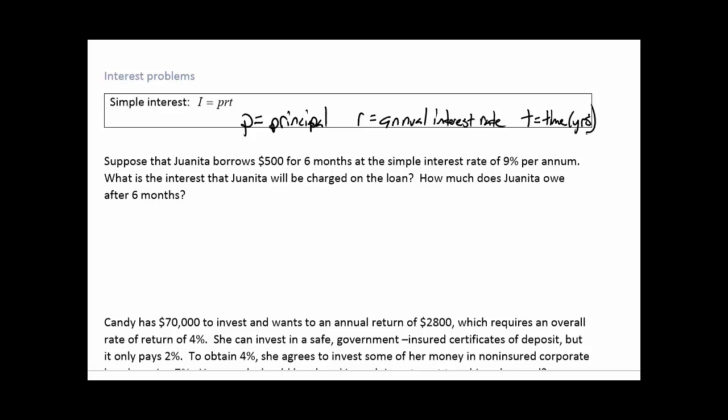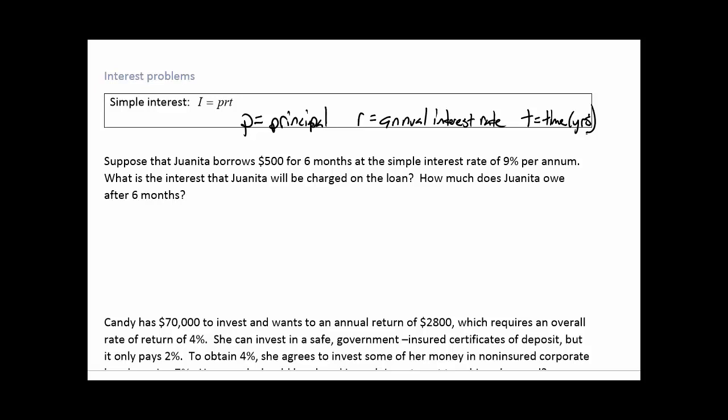Okay. So first question, suppose Juanita borrows $500 for 6 months at simple interest of 9% per annum. Now let's double check any words there. Per annum is a fancy way of saying per year. So annually, she expects to earn 9%. Now, simple interest in this case is just that. The amount of money she gets in, she's going to earn that percent at the end of the year. So if she puts $100 in, then she's going to earn 9% or $9 each year. In this case, we're dealing with $500.